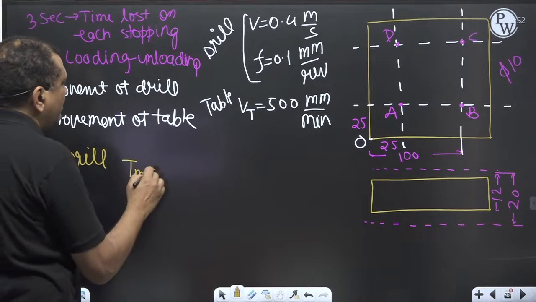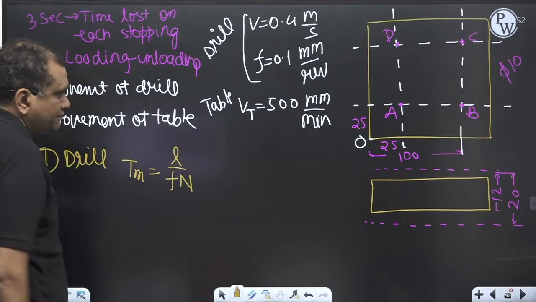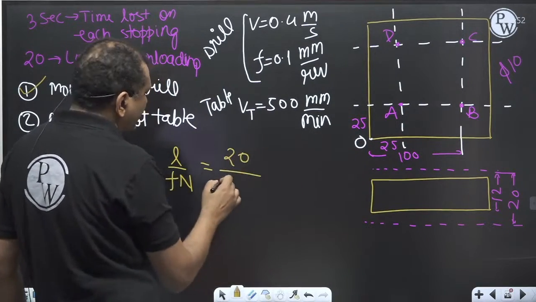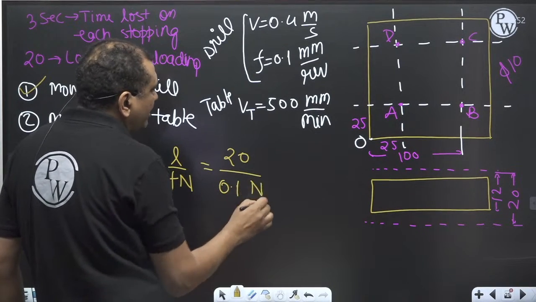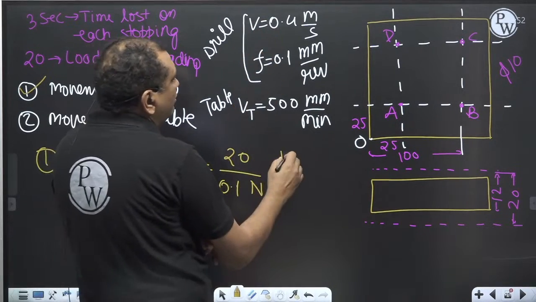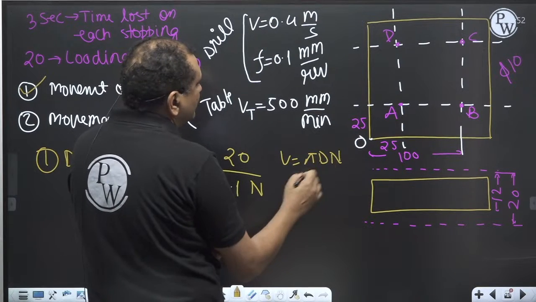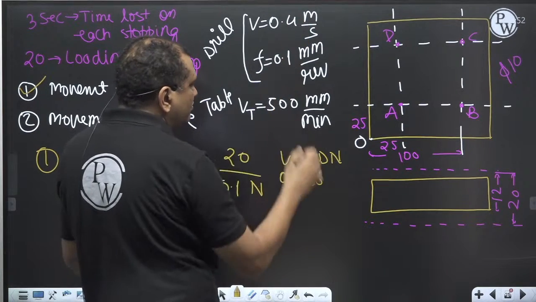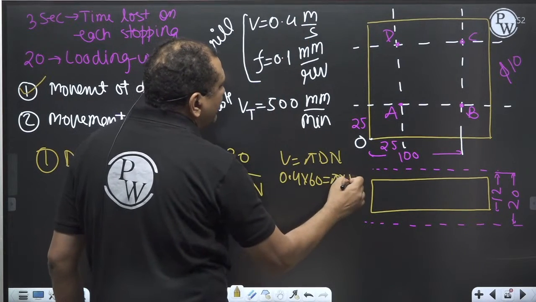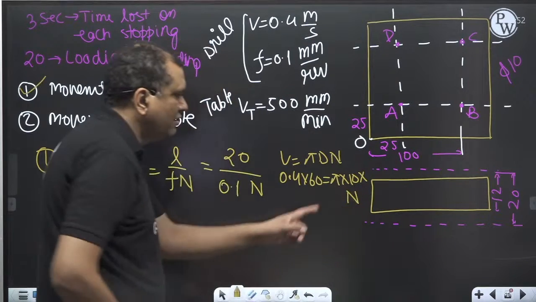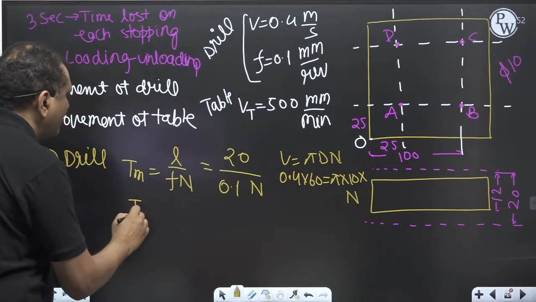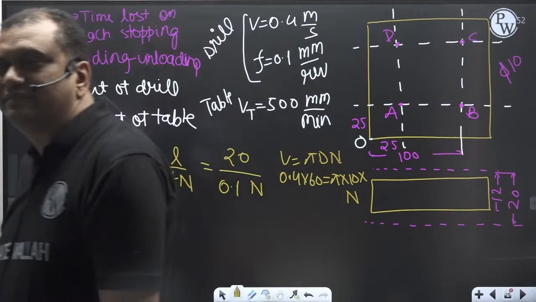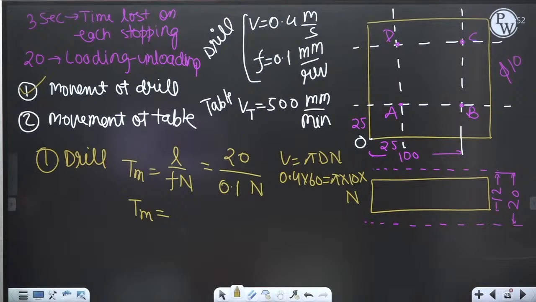Machining time is nothing but L by Fn. Length of travel is 20 mm. F is 0.1 into N. And how to calculate N? V is equal to pi dN. So 0.4 into 60 converts into minute. Pi, diameter of drill is 10, and calculate N. Put the value of N here. Can you tell me what is Tm? Please do it.